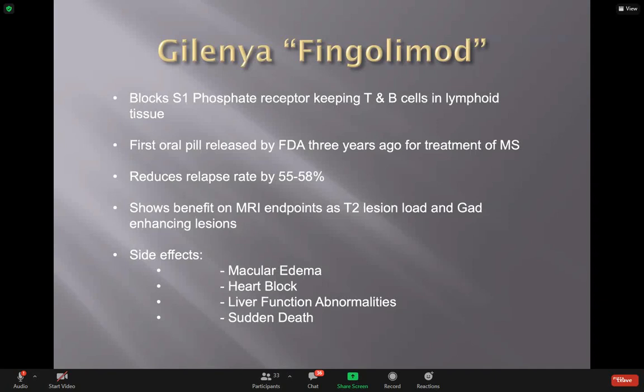It shows some benefit on the MRI in the patients. You do have to watch their macula, their cardiac status. In fact, the first dose you give them, you have to give it to them while they're in a hospital to make sure they don't develop any bradycardia, and make sure there's no liver function abnormalities or sudden death.